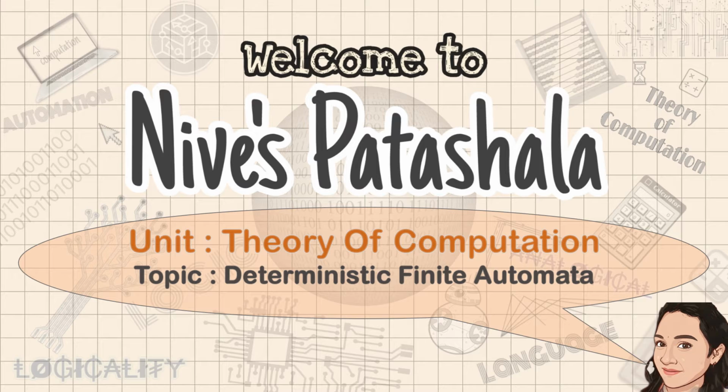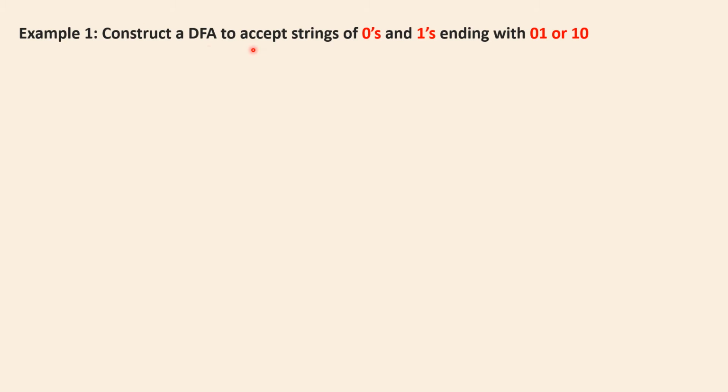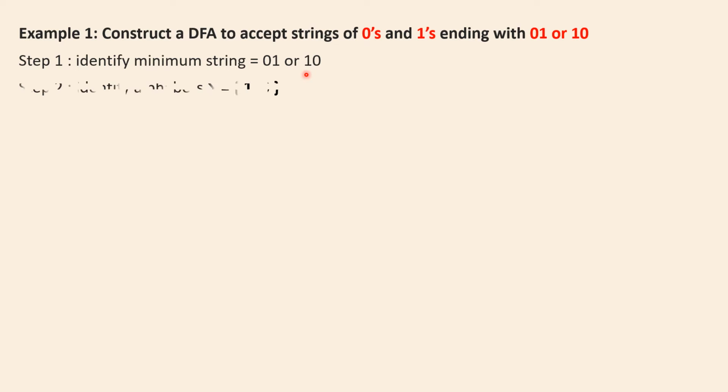In this video, we will be studying about deterministic finite automata. Let us construct a DFA to accept strings of zeros and ones ending with 0, 1 or 1, 0, which means my DFA should accept n length of string which ends with 0, 1 or the string is ending with 1, 0. So the minimum string is 0, 1 or 1, 0. The input symbols, that is the alphabets, are 1 and 0.